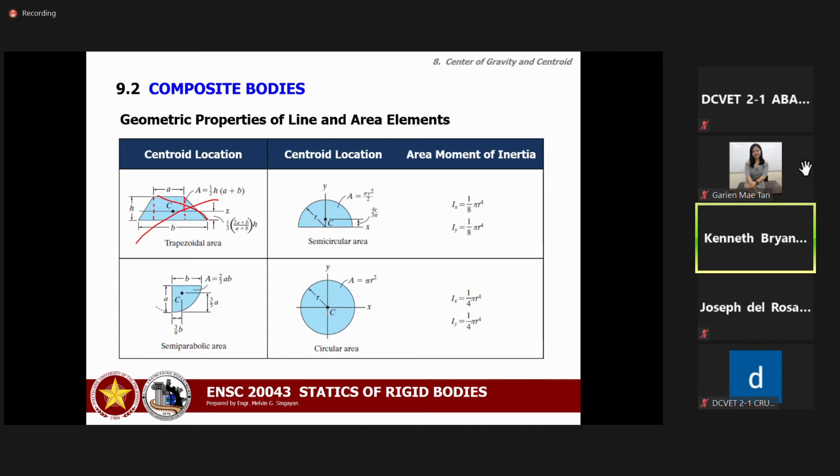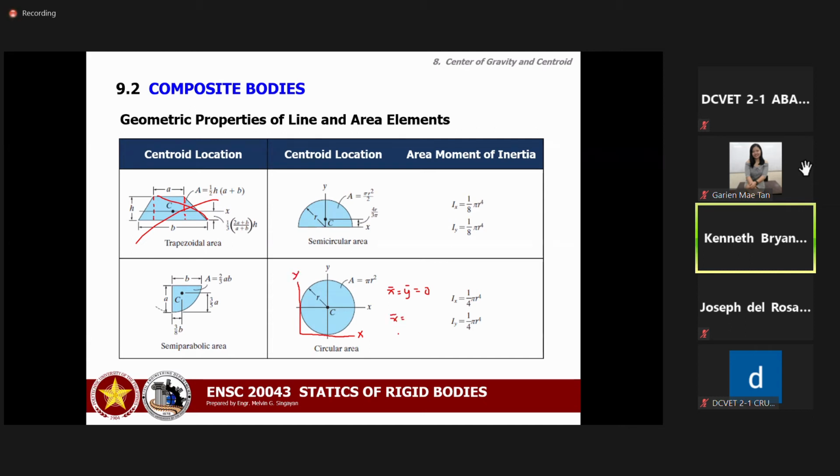But the distance of the centroid from the reference axis will be changed. For example, in this circular area, bar x, bar y, because the centroid of the circular area coincides with the origin, that's why bar x and bar y are equal to 0. But if you're going to have a reference x and y axis like this one, the centroid bar x and bar y will no longer be 0.